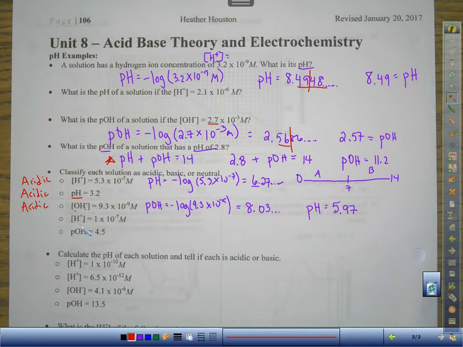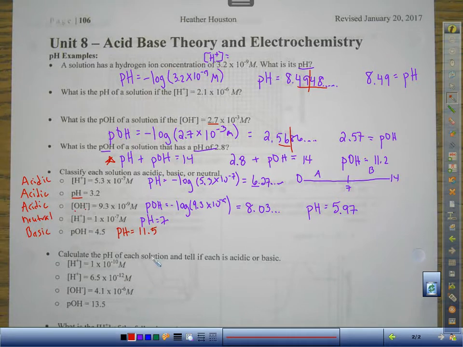This next one, if we have an H plus concentration of 1 times 10 to the negative 7th, that means its pH is going to be exactly 7. And if its pH is exactly 7, we have something that's neutral. For this one, we're going to go back up to this equation again, that pH plus pOH is 14. What that means is that my pH value is going to be 11.5. And if it's 11.5, then that's the pH, so this one's going to be basic.